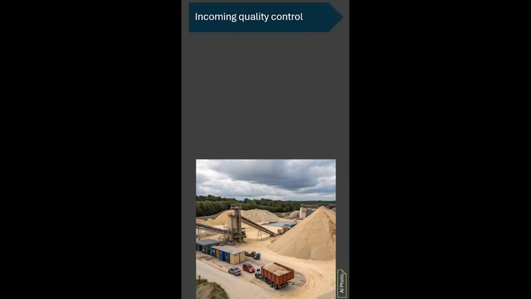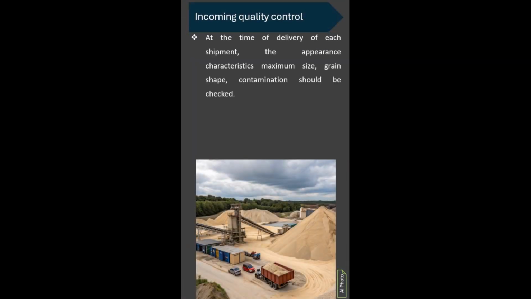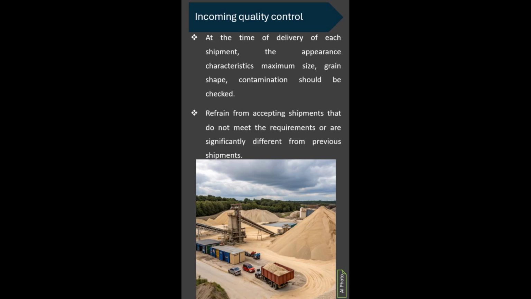Incoming quality control. At the time of delivery of each shipment, the appearance characteristics, maximum size, grain shape, contamination, should be checked. Refrain from accepting shipments that do not meet the requirements or are significantly different from previous shipments.